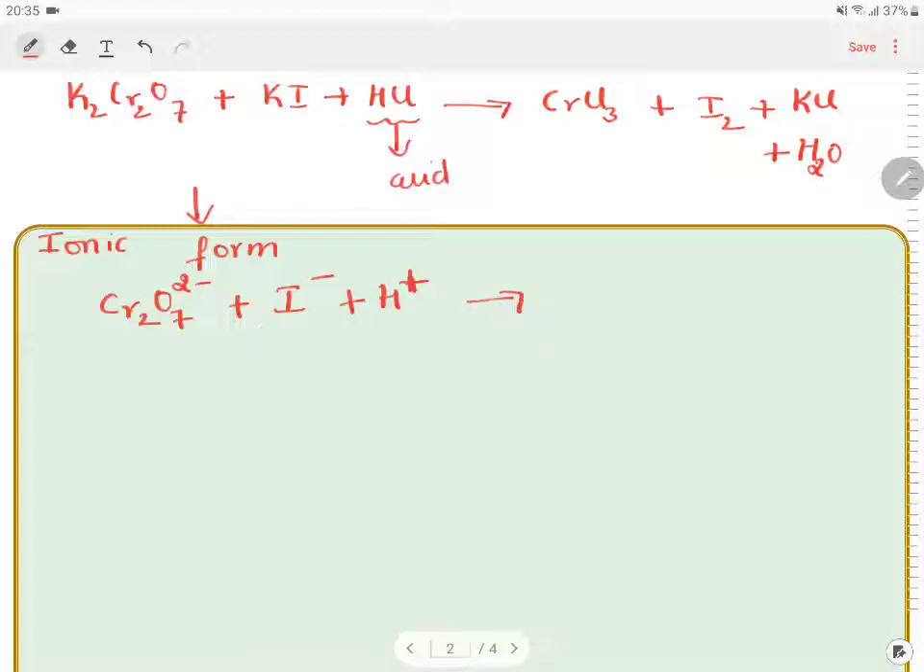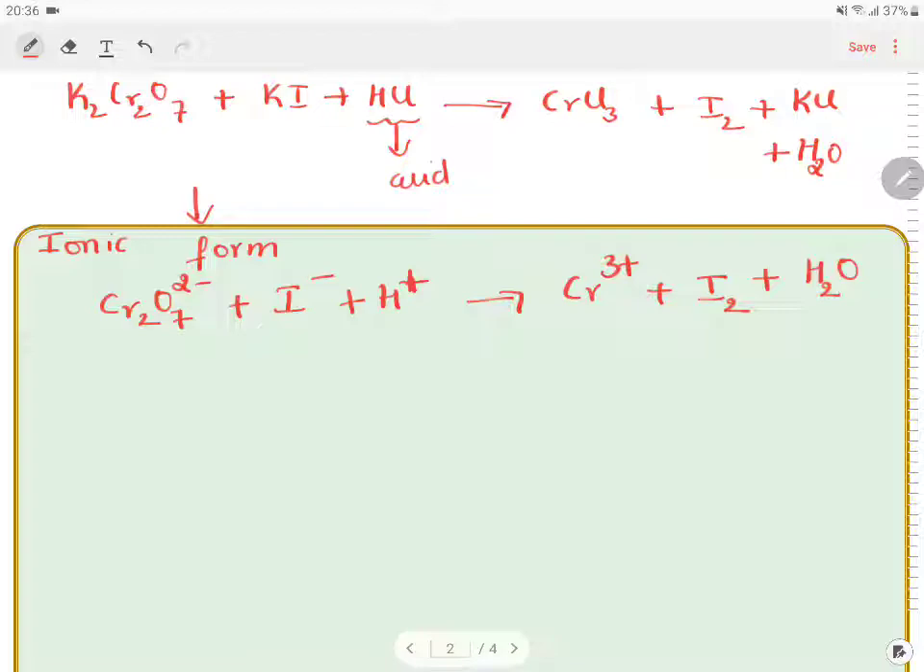Giving rise to CrCl3. How do I get the ion out of it? Remove the chlorine, we get Cr3+. I2 is a molecule, keep it as it is. KCl is a byproduct, we need not bother about it. I can take H2O.